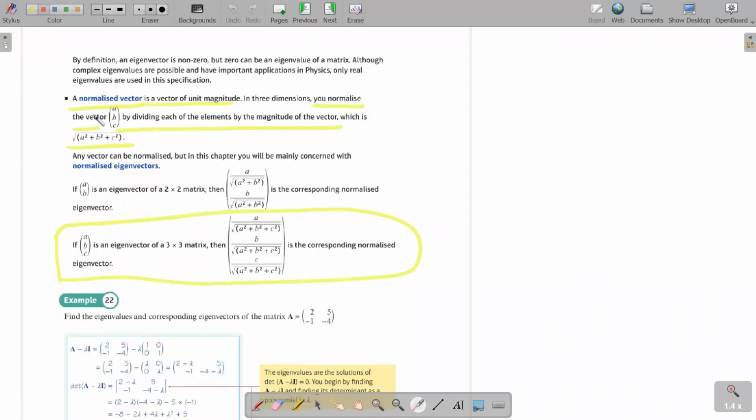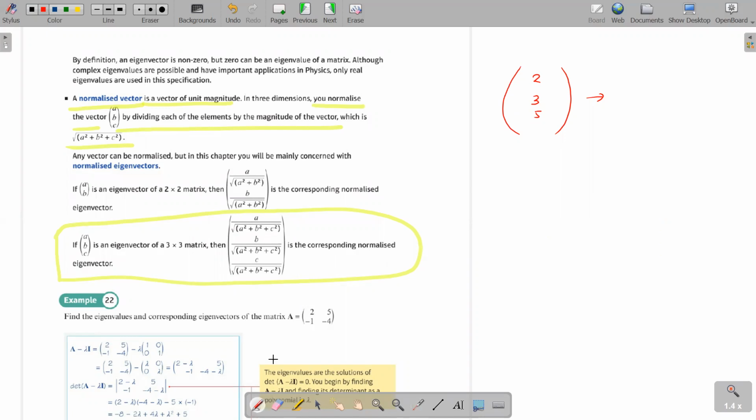The next part: a normalized vector is a vector of unit magnitude. Magnitude is 1. In 3 dimensions, you normalize the vector (a, b, c) by dividing each element by the magnitude of the vector, which is the root of a square plus b square plus c square. So basically, by a normalized vector, you take any vector, say for example the vector (2, 3, 5). To get the normalized vector, we take the magnitude of this vector and divide every element by the magnitude of the vector.